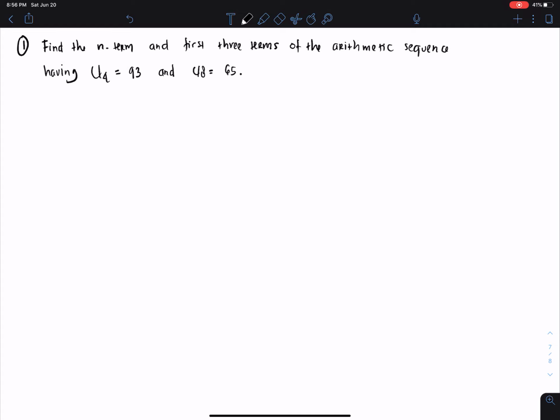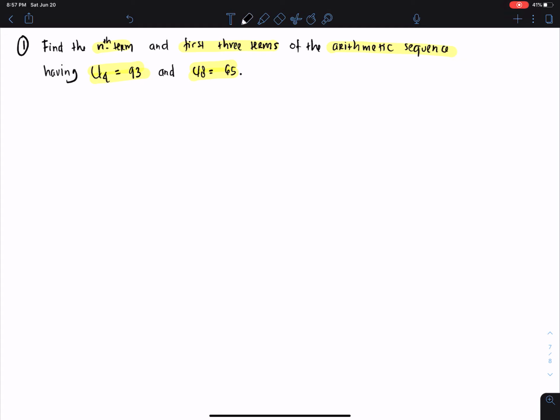Alright, so the question is very clear here. We would like to find the nth term, meaning the formula for the particular sequence. In this case, it's already been mentioned it is an arithmetic sequence. So we need to find the nth term and then the first three terms of this sequence, given the info U4 is 93 and U8 is 65.